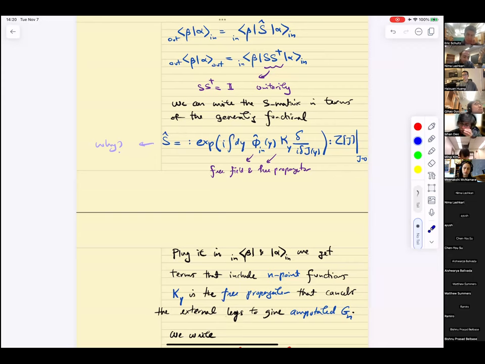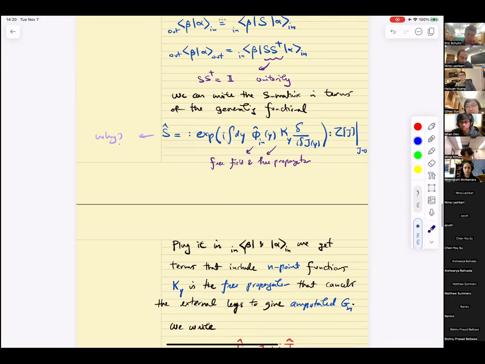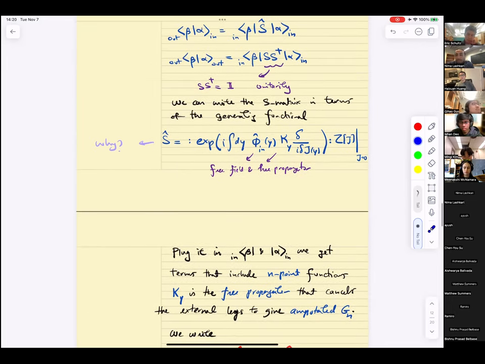Now the S matrix picks up a contribution from n-point Green functions, and the coefficients are like this. This free propagator is there to cancel out the free propagators in G_n such that the result is an amputated Green function. So that is what we said. Any questions so far?